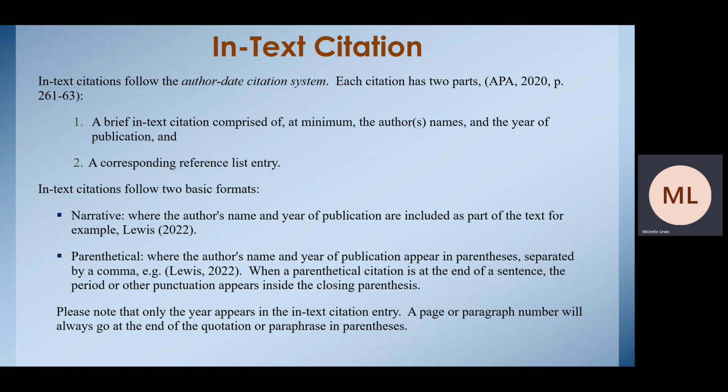Parenthetical, where the author's name and the year of publication appear in parentheses, separated by a comma. For example, in parentheses, (Louis, 2022). When a parenthetical citation is at the end of a sentence, the period or other punctuation appears inside the closing parentheses. Please note that only the year appears in the in-text citation entry. A page or paragraph number will always go at the end of the quotation or paraphrase in parentheses.